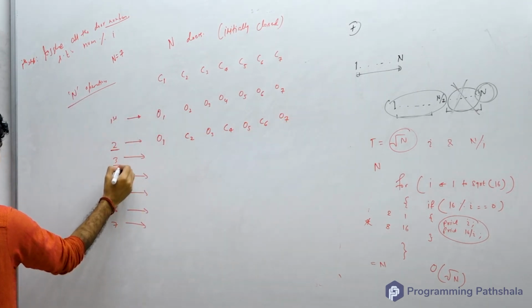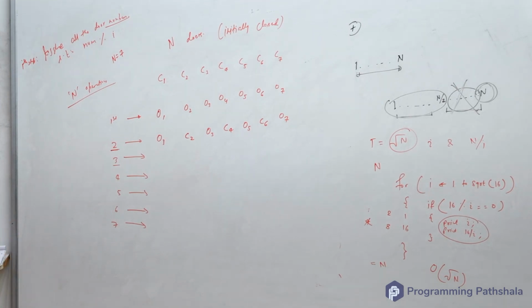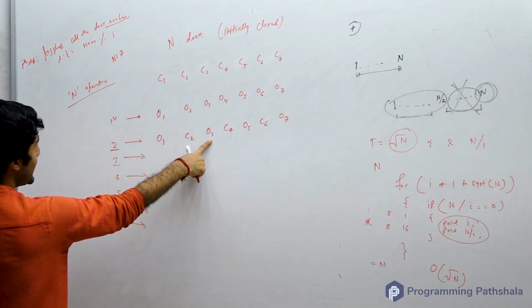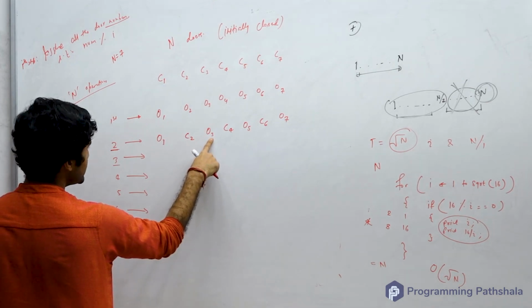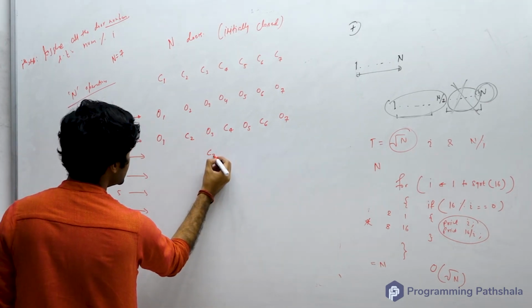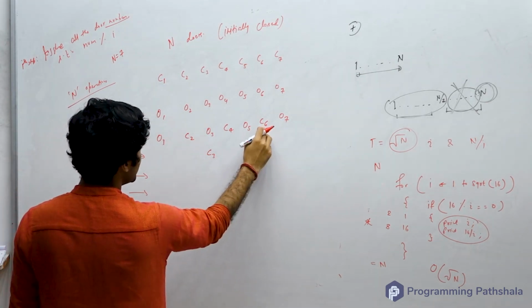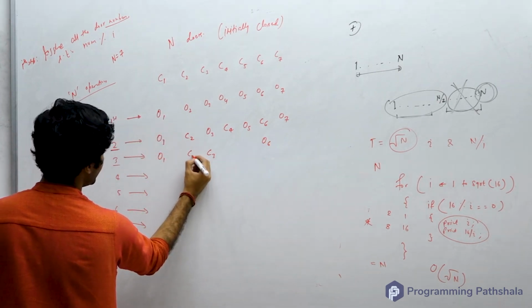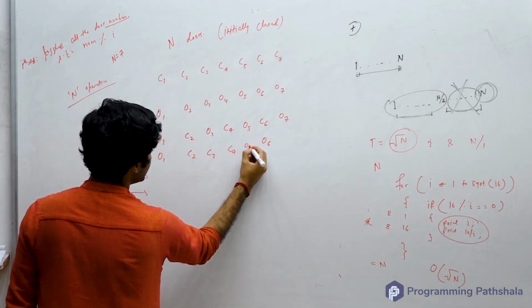In the third step, what will happen? You will toggle the state of all the doors whose IDs are perfectly divisible by 3. So the state of this will go from open to closed, and the state of this, from closed, will become open, and everything else will remain as it was.